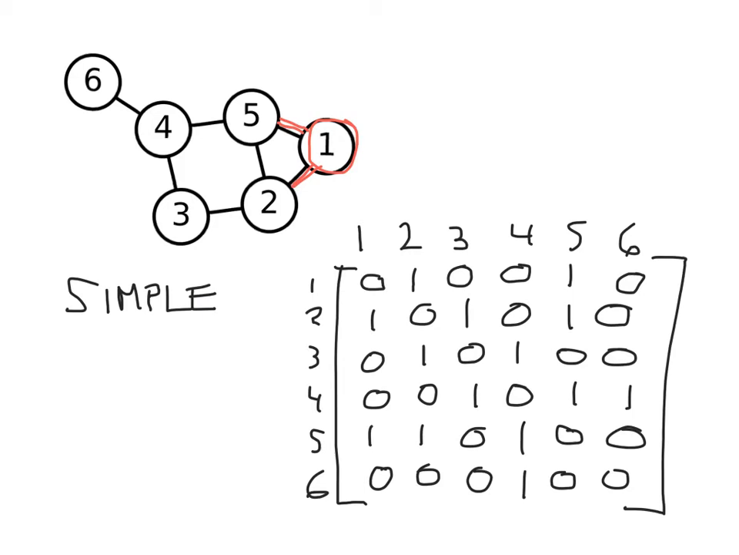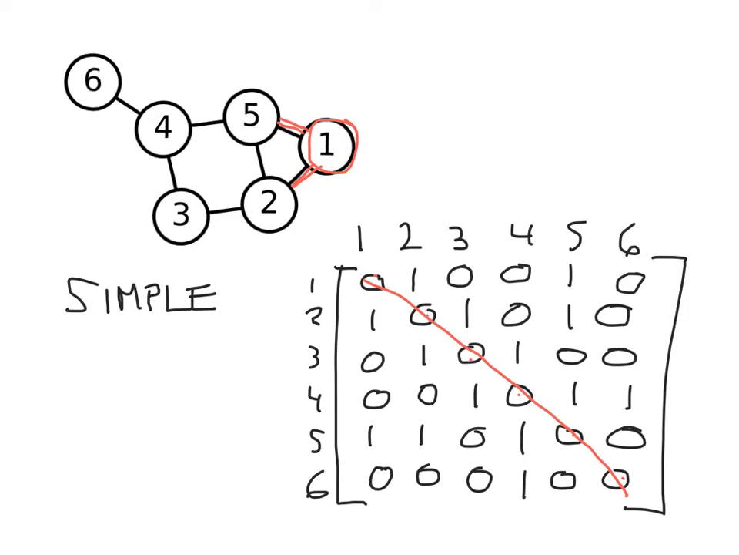Loops would be found here on the diagonal, 1 to 1, 2 to 2, 3 to 3, 4 to 4, 5 to 5, or 6 to 6. We don't have any loops, so that diagonal is all 0. We don't have any parallel edges, so every other entry is either 0 for 0 edges or 1 for 1 edge. Another important thing to note is that this matrix is symmetric.